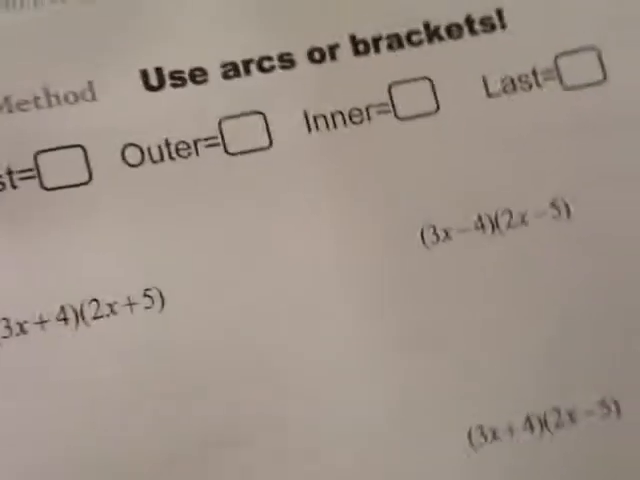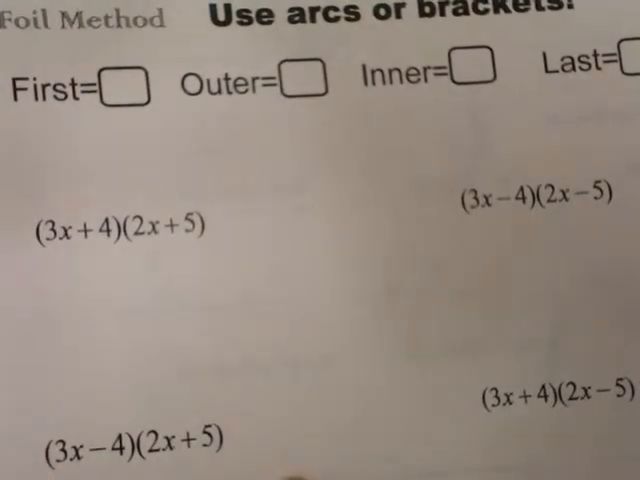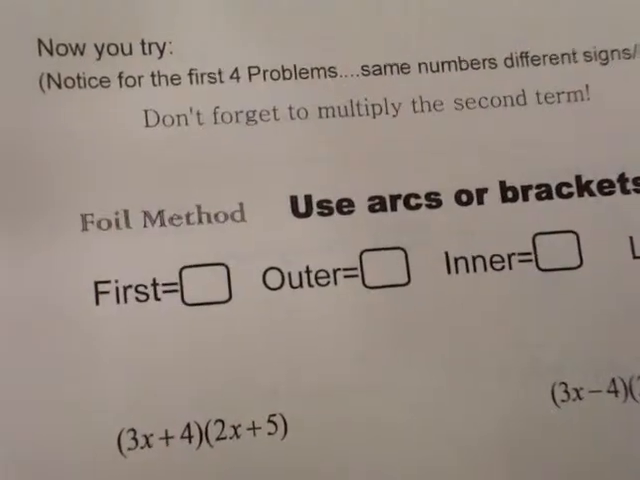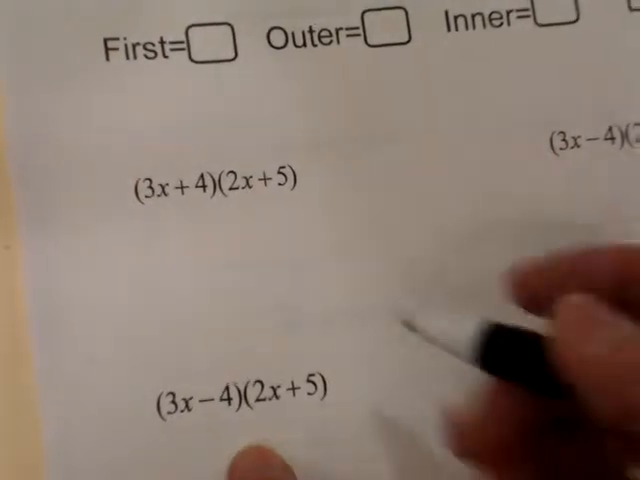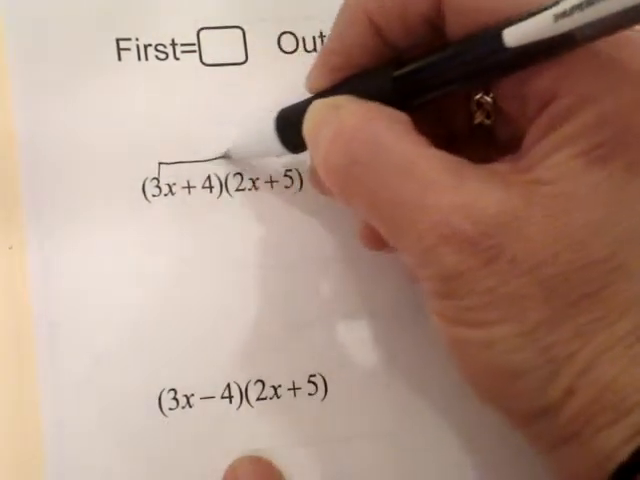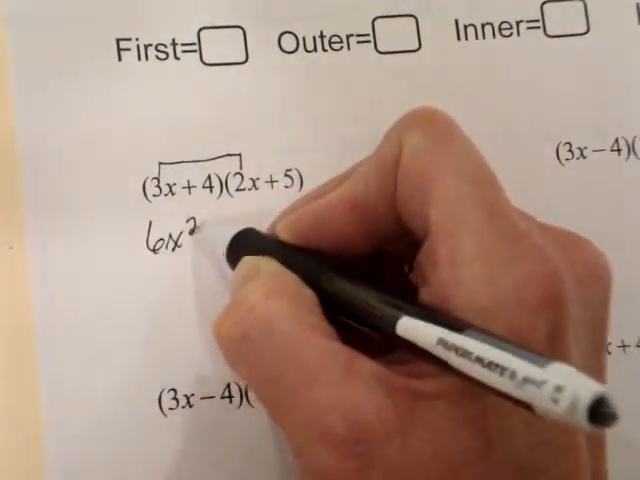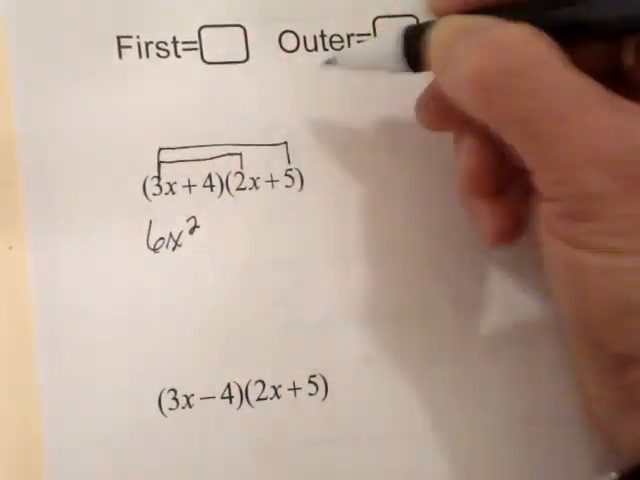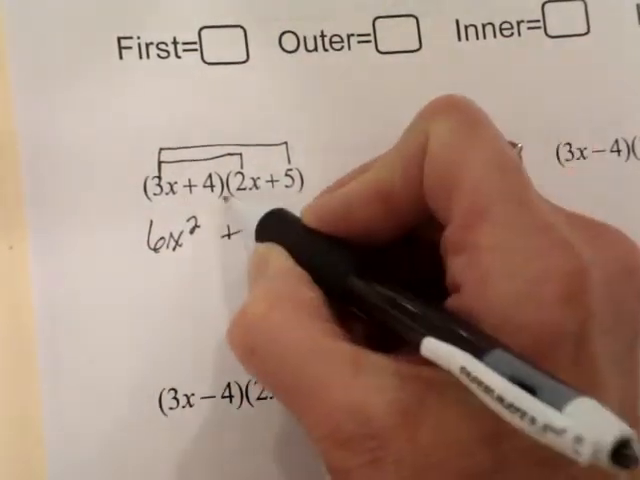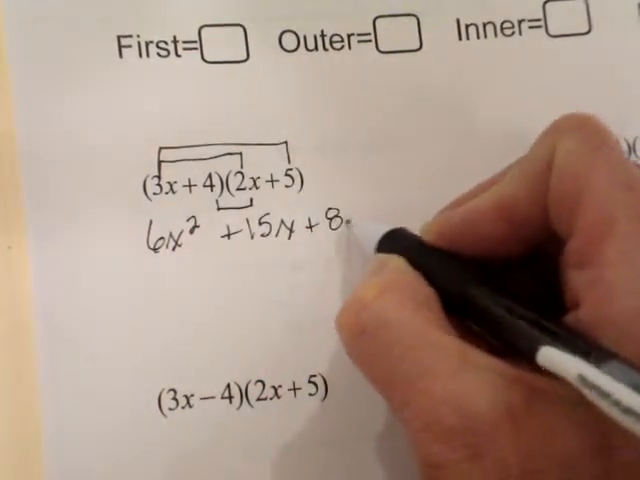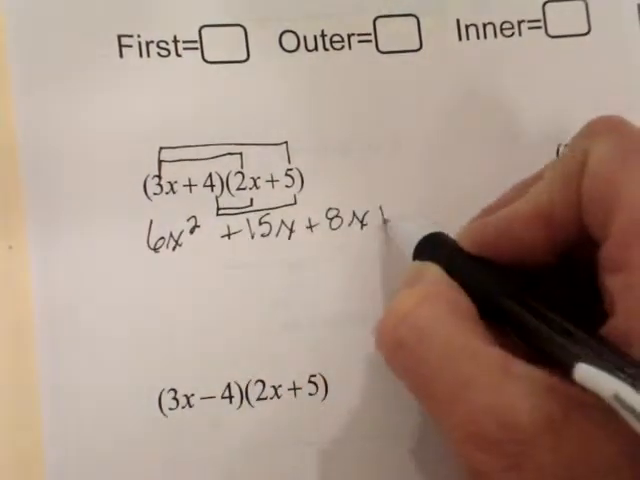So let's do a couple of examples. Again, we're going to look at the FOIL method here. FOIL is first, outer, inner, and last. So let's do this first example. When I do it, I actually like to use arcs or brackets. So I'm going to say 3x times 2x is 6x squared. Then I'm going to say 3x times 5. So I've done the firsts and the outers, and this is 15x. Now I'm going to do the inners, and that's plus 8x, and now I'm going to do the last. It's the 4 times 5, plus 20.